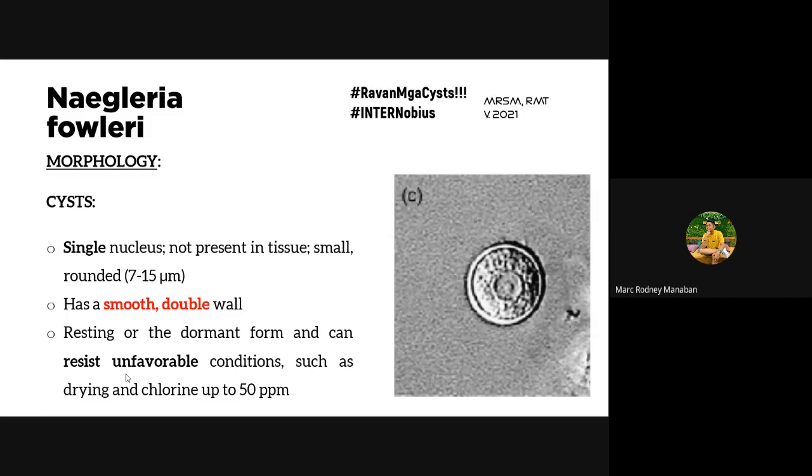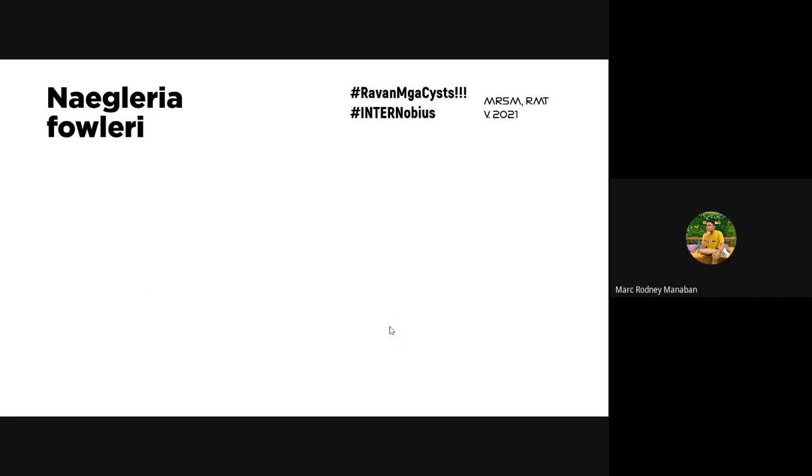So here is the cyst of your Naegleria fowleri. It has a double wall, strong structure, and a single nucleus. Again, the cysts cannot be seen in brain tissue or CSF. All right, so we go now to the disease that it causes.